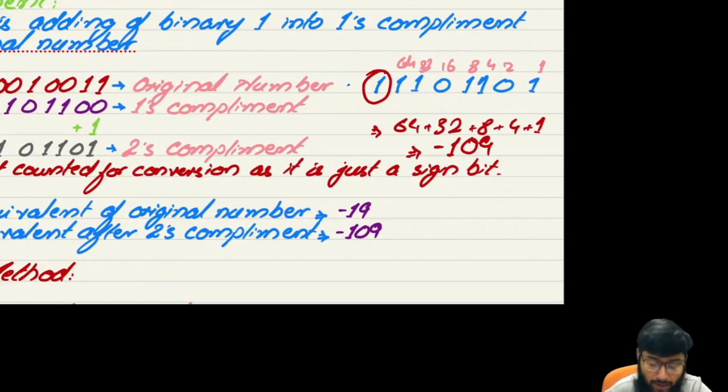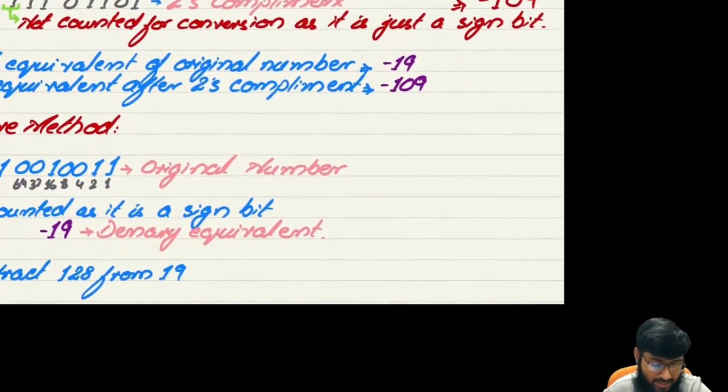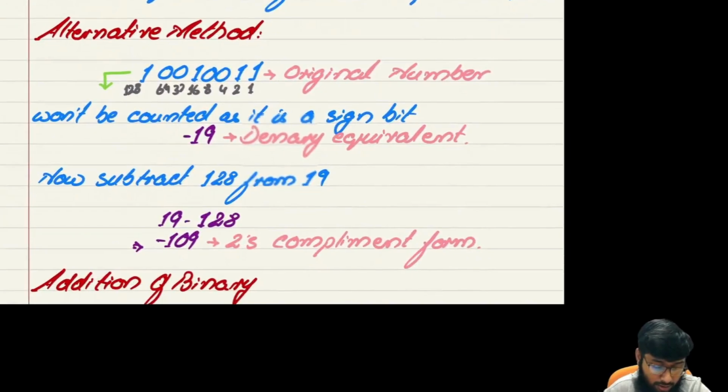So this is how we find out the 2's complement. We do have one more and easy method. What is that? That is known as the alternative method. So the original number was 100 100. We didn't consider this one, but if we are going to consider this one, it will be a 128. So we haven't considered this one. We are getting minus 19.